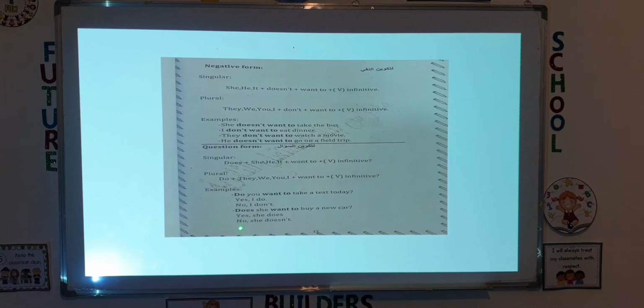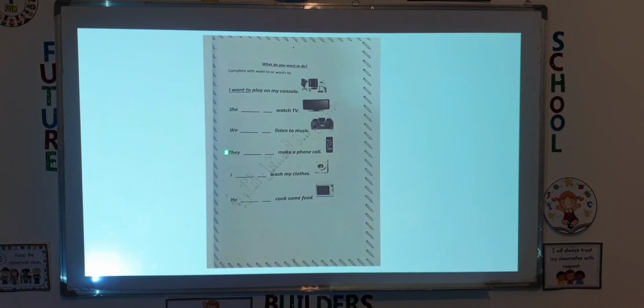Now I want you to move to page number 18 and look at the exercise that you have here, complete with want to or wants to. You have to look carefully at the subject of each sentence and fill in with want to or wants to. The first example is already done for you. I want to play on my console.